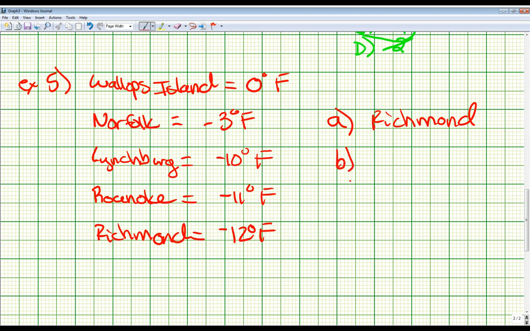And then question B says, has a negative Fahrenheit temperature ever been recorded on Wallops Island? Well, here's Wallops Island. And if we look back at the directions, it says these are the coldest recorded temperatures for several cities. So 0 would be the lowest temperature that it's ever been recorded. So for question B, we have never gotten to a negative here because 0 is the lowest. So we're going to say no, 0 degrees is the lowest that they've ever recorded. And we're finished with those.